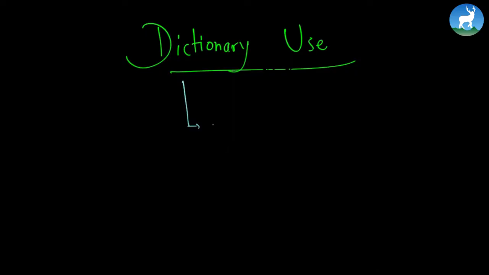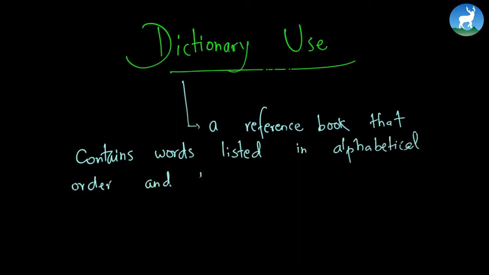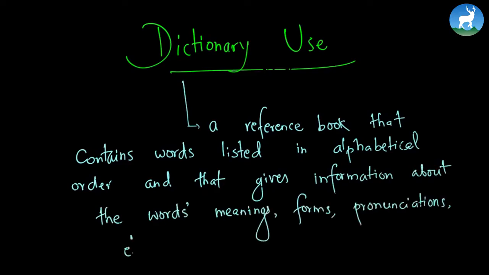So let's define it. Dictionary is a reference book that contains words listed in alphabetical order, and that gives information about the words, meanings, forms, pronunciations, etc. Right? So this could be a tentative definition of a dictionary. So it's a reference book, right? So you will find a lot of words listed in alphabetical order.